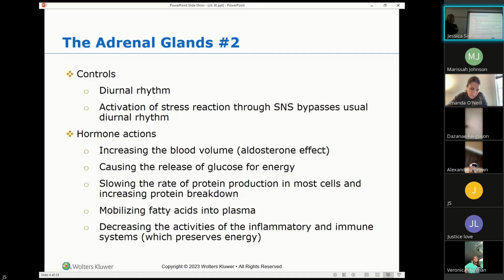So the hormone actions: it's increasing the blood volume with aldosterone, because aldosterone helps us hold on to our water, hold on to our sodium, and hold on to our potassium, right? Causing the release of glucose for energy, and increasing protein breakdown, metabolizing fatty acids into the plasma, decreasing the activities of the inflammatory and immune system, which preserves energy.